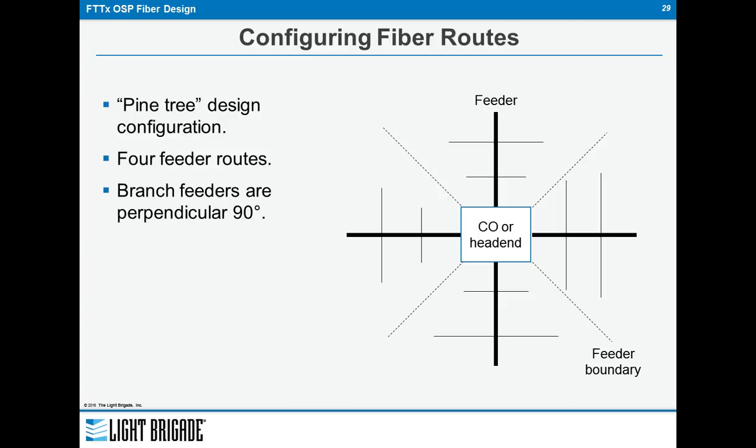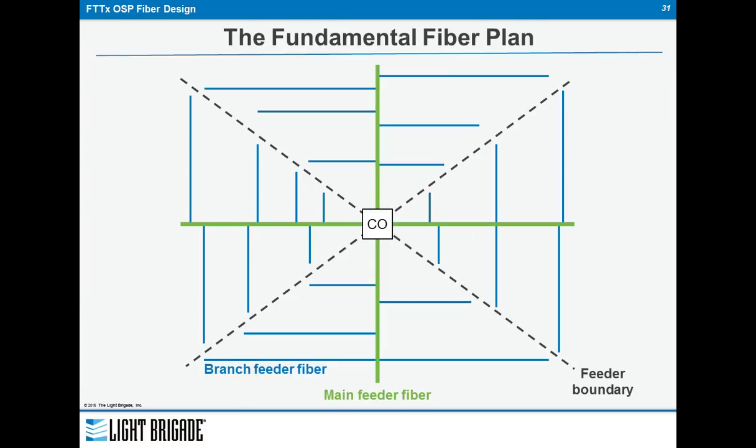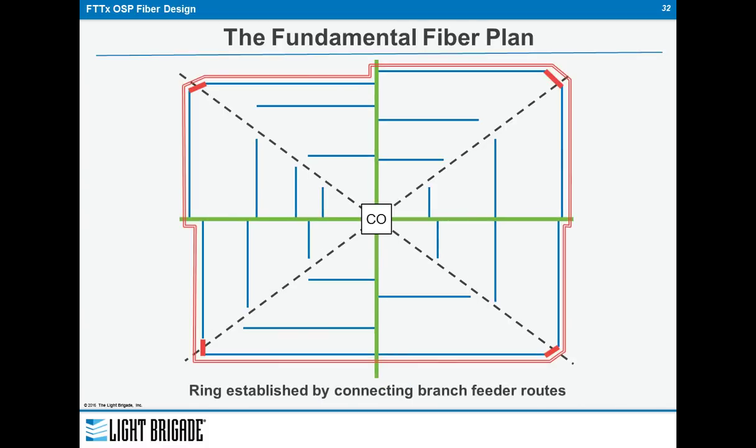And you can create mini rings, little mini rings. We say overlay active on top of passive by connecting the outer branches. Upsize your cables to meet the needs, to make those happen. Plan for both. Activate them as you need them. So we've got our pine tree. We've overlaid it onto our area that we're going to serve. And then we identify those particular users that require an active system and route redundancy, and we tie the branch feeders together and create ring architecture.